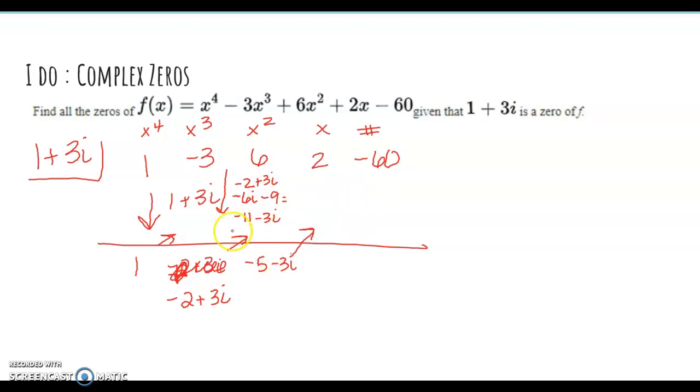I'm going to multiply again. So negative 5 times 1, negative 5. Negative 5 times 3i, negative 15i. Negative 3i times 1, negative 3i. Negative 3i times 3i, which gives you negative 9i squared, which turns into positive 9. So this all equals negative 18i plus 4. And then you add 2 to that, you get 6 minus 18i. And again, times 1 plus 3i.